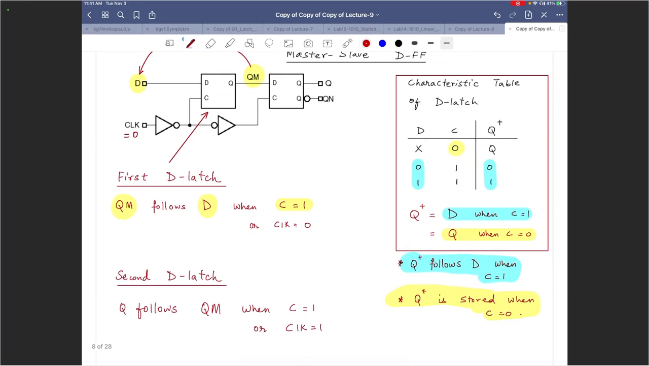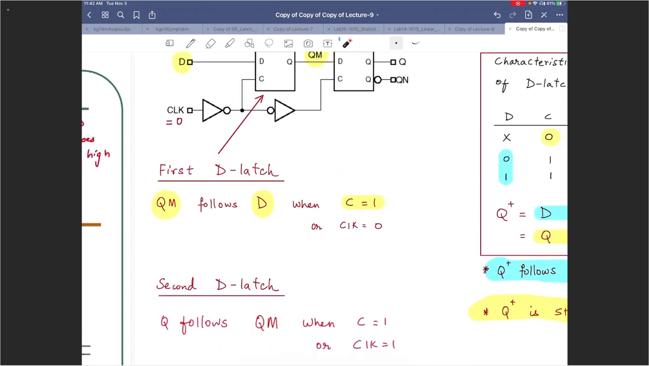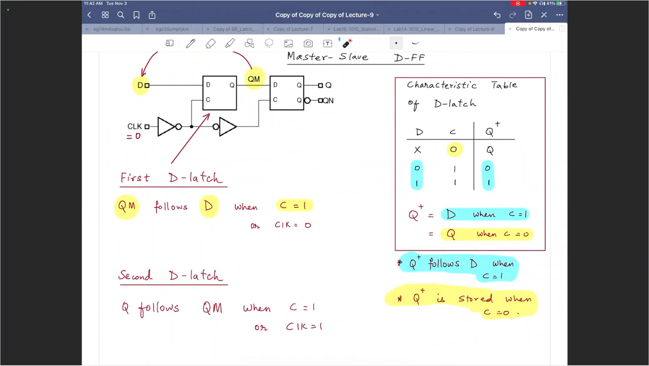In a similar manner, I can now look at the second latch, which is the slave latch. Over here, my input is QM, but my output is Q. Let me write that same statement again. Q follows QM, right? Q follows QM when C is 1. And C is 1 is the same as saying clock is 1. So Q follows QM when C is 1, or clock is 1.